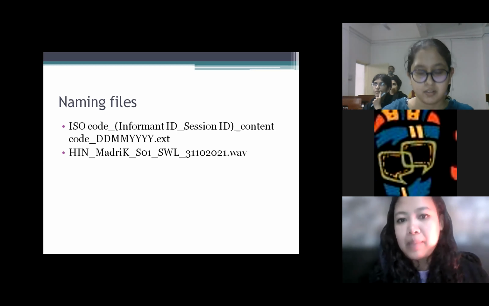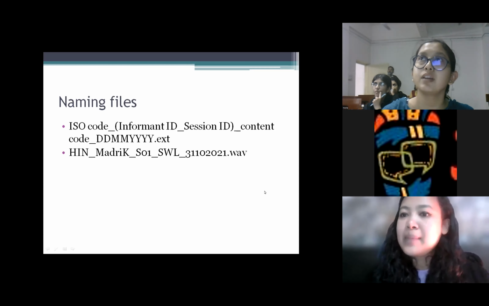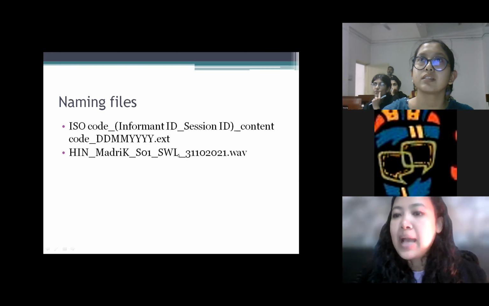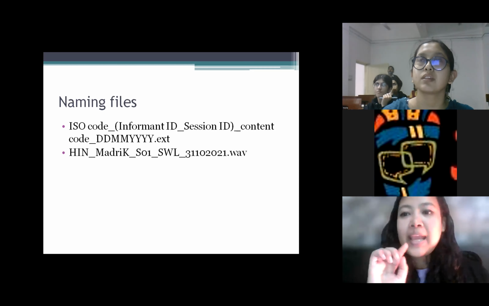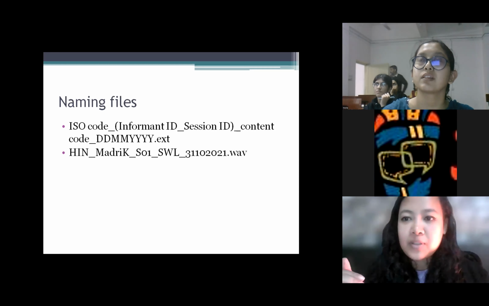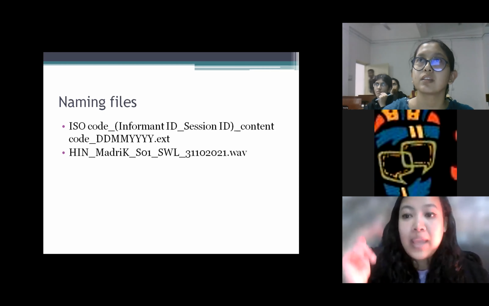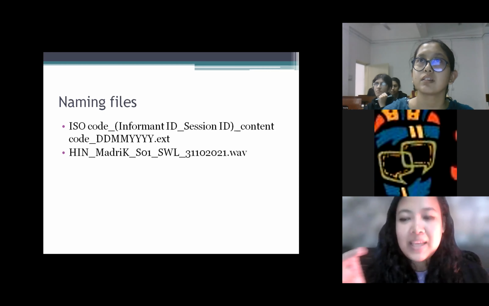File name कैसे रखेंगे, अभी हम लोग आएंगे. So file name, अगर आप Swadesh word list है, this is my Swadesh word list. In Swadesh word list, I have the item number 2. So SWL 2. Okay? And item number 2 के I have 3 options. So SWL 2 A, SWL 2 B, SWL 2 C.